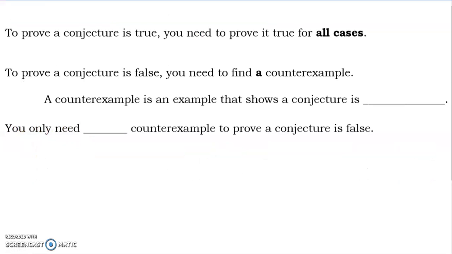So in order to prove that a conjecture is true, you have to prove it true for all cases. But in order to prove it false, you need to find a counterexample. That just means you only need one counterexample to prove a conjecture is false. So a counterexample is an example that shows a conjecture is false. So like I said, if you make the conjecture that in a classroom full of sophomores, every student is 16 years old, a counterexample would be a student who is 17 years old.